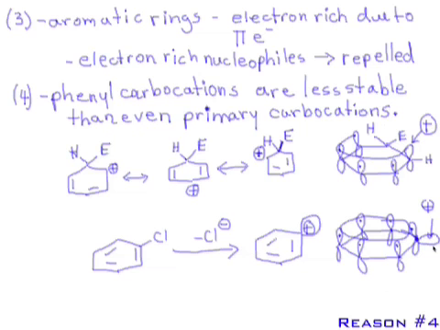Why would they be less stable than the primary carbocations of an alkyl halide? Well, alkyl halides are sp³. The orbital reaches out further into space. An sp² orbital is held closer to the nucleus. And that empty orbital, because it's closer to the nucleus, is more electronegative, wants more electron density. Therefore, it's less likely to prefer the positive charge. So phenylcarbocations are even less stable.